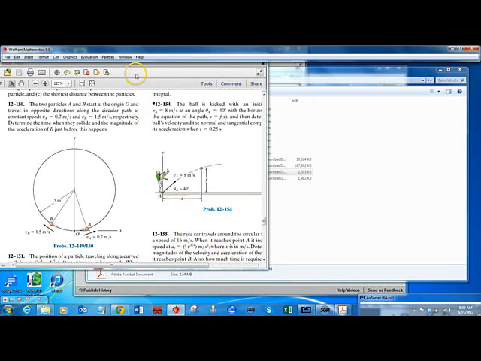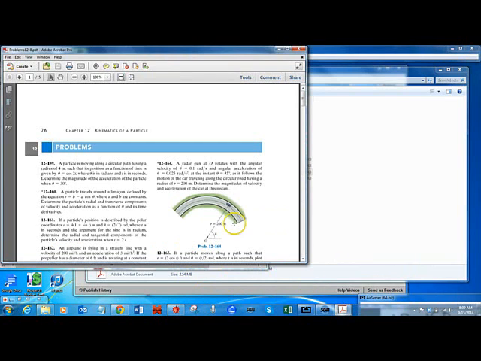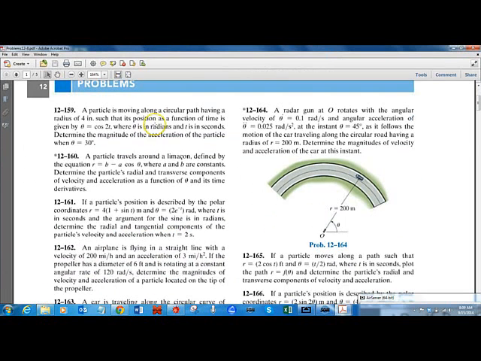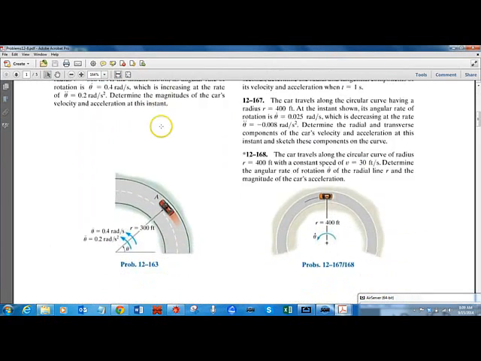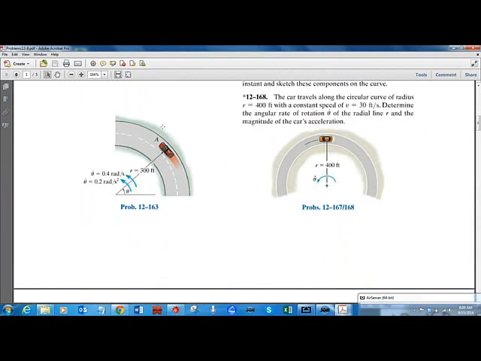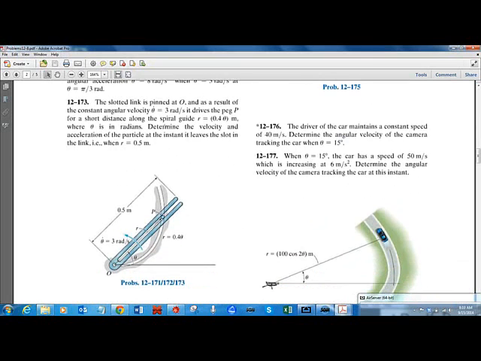Okay, let's see. I think I did 167. Didn't we do 167? Car travels along circular curve? I did that last time. Okay, then let's try 171. There we go.